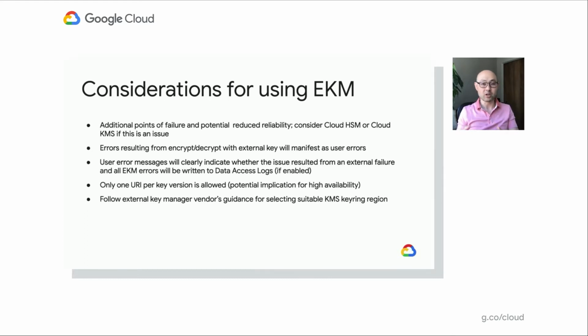Now, errors that come from the external key manager, for example, a network error or the external key manager being turned off for whatever reason, are all going to be manifested when you actually try to use the key itself. You'll get very clear errors that say that the key manager is not accessible, the key's been disabled, things like that. The errors will show up as user errors, either directly through the error message, and they'll also be logged as well. So if you turn on data access logging, you'll see them in your logs.